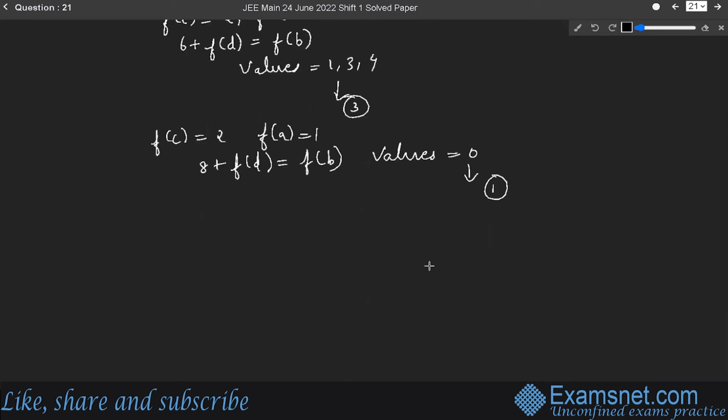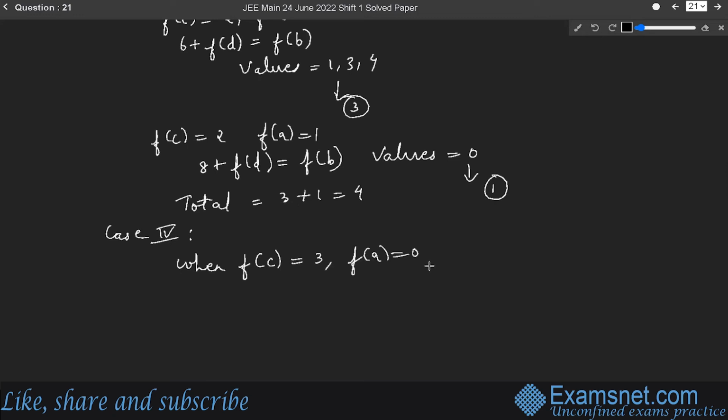Therefore, we can say that the total possible functions regarding these two conditions will be 3 plus 1, which is 4. Now talking about the last case, which is case fourth. The case here is when f(c) is equal to 3 and f(a) is equal to 0. In this case, we have 9 plus f(d) is equal to f(b). So the possible value for f(d) will be 1. Therefore, the total is 1 function.